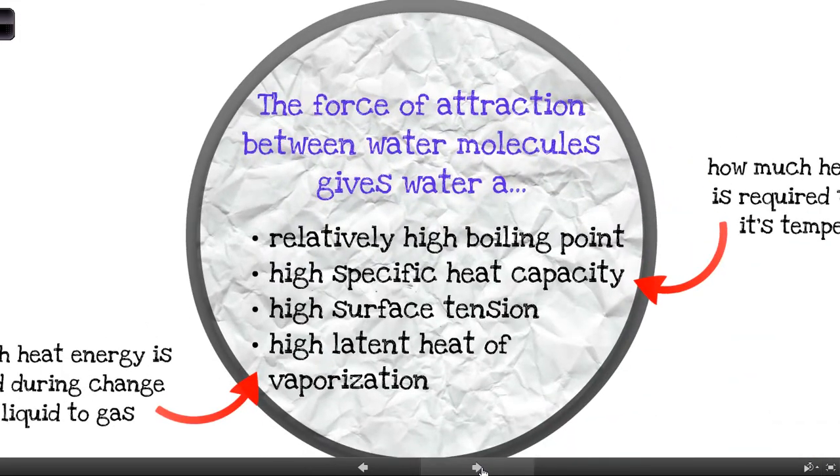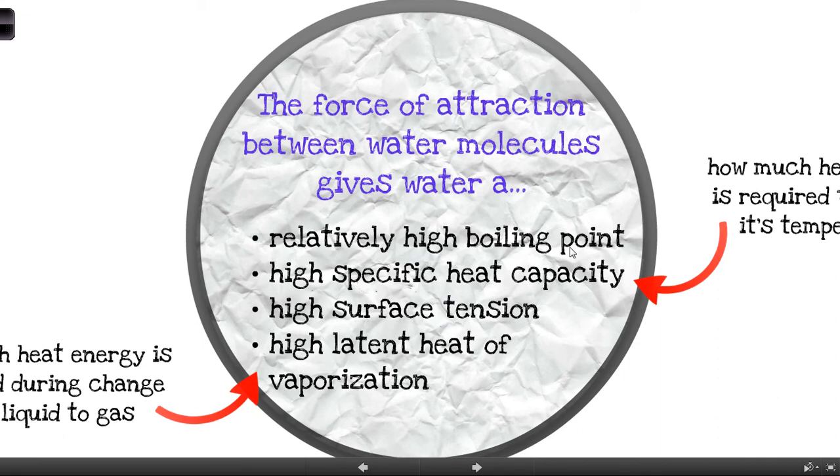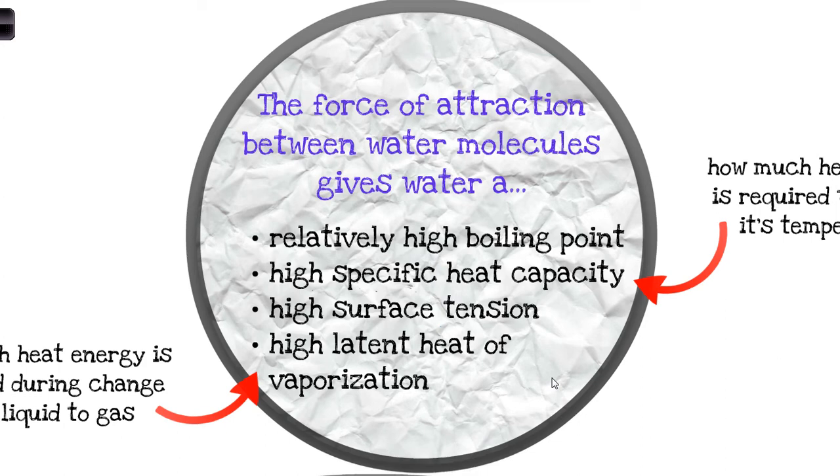Because they help keep the water molecules together, water has a relatively high boiling point. It has a high specific heat capacity, a high surface tension, and a high latent heat of vaporization. Now, what do some of these things mean? A relatively high boiling point means it takes a high temperature before the water will start to boil, and that's because there's a stronger force holding the water molecules together. When water boils, we're providing the energy to separate them.